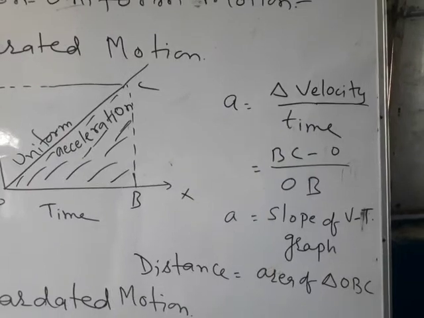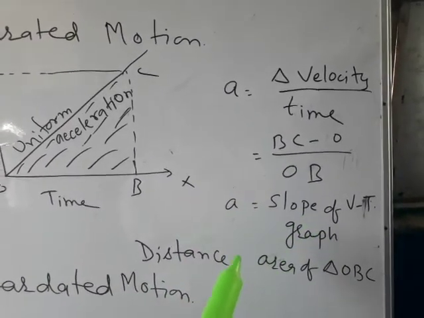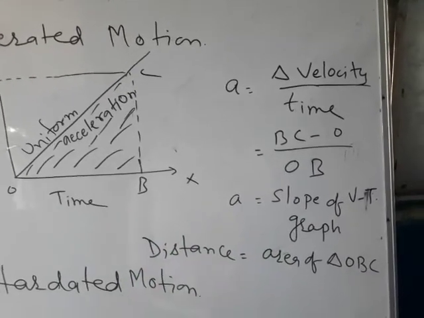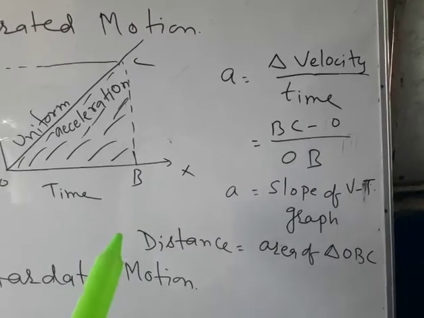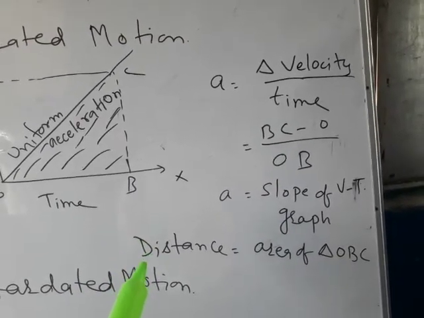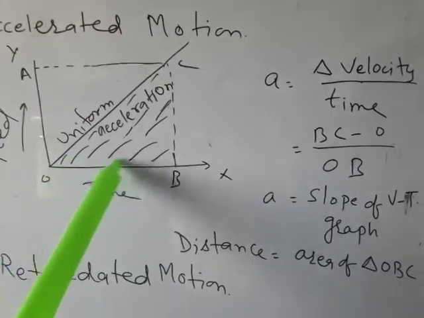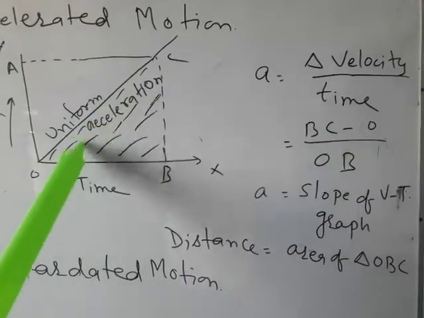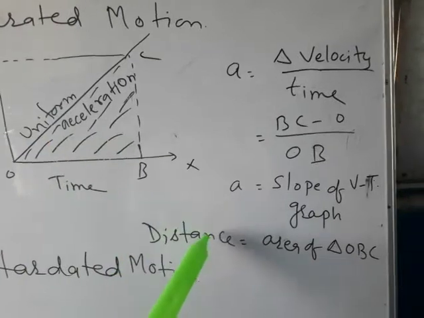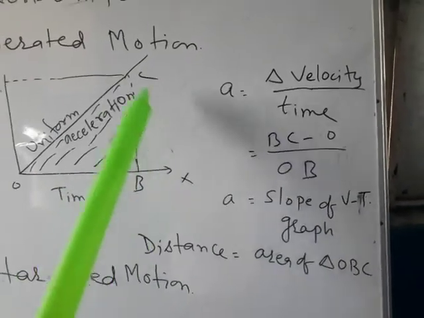Hence we can say that the slope of the v-t graph gives us acceleration. Again, we consider the distance traveled or displacement. Since the area enclosed by the v-t graph gives the value of displacement, therefore distance is equal to the area of triangle OBC.